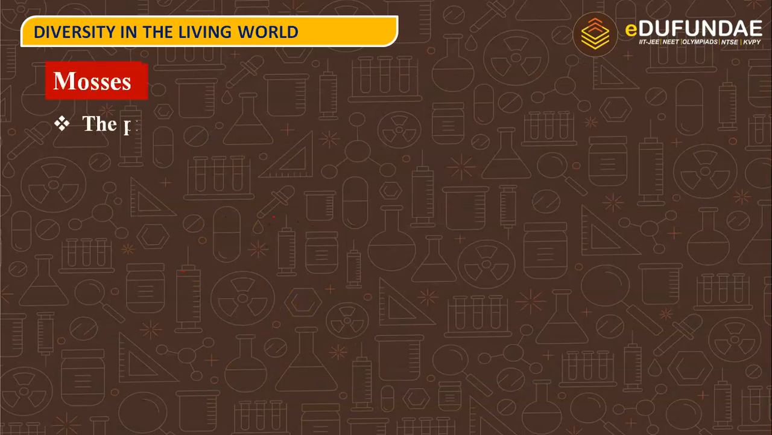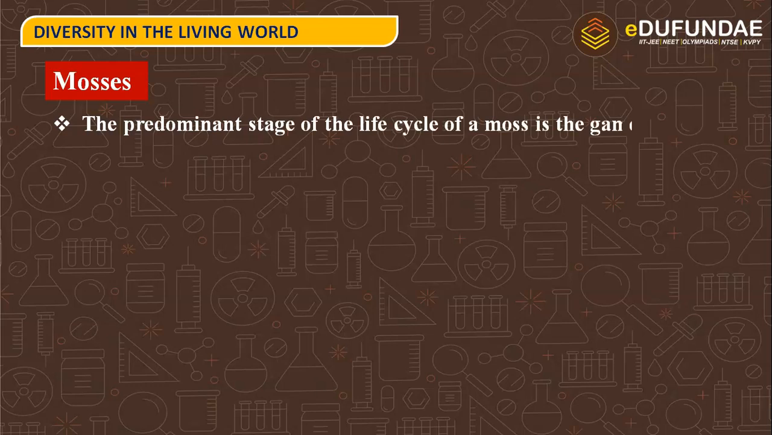Next we have the mosses. The predominant stage of the life cycle of moss is the gametophyte, which consists of two stages.